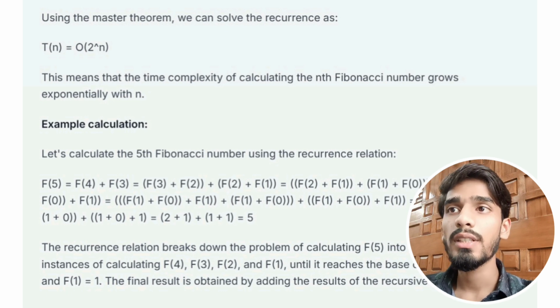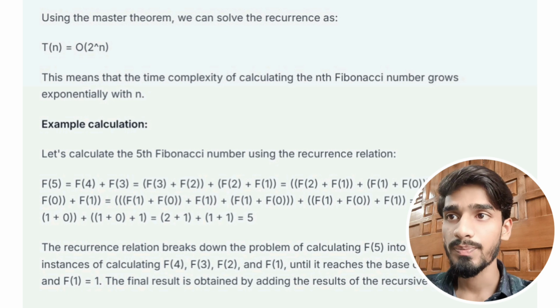Now let's calculate the fifth Fibonacci number using the recurrence relation. F(5) is equal to F(4) plus F(3). F(4) can be divided as F(3) plus F(2), and F(3) can be divided as F(2) plus F(1). Then we keep on dividing it, and at the last what we get? F(1) + F(0) + F(1) + F(1) + F(0) + F(1) + F(0) + F(1), which will be equal to 5.